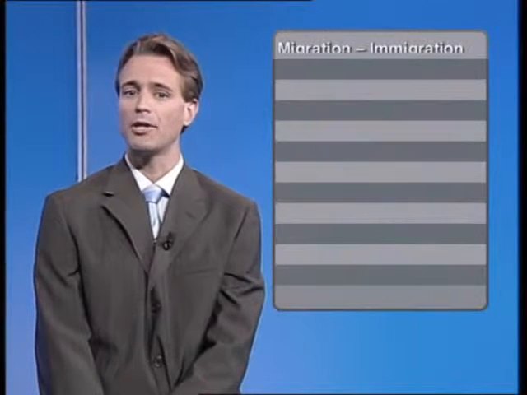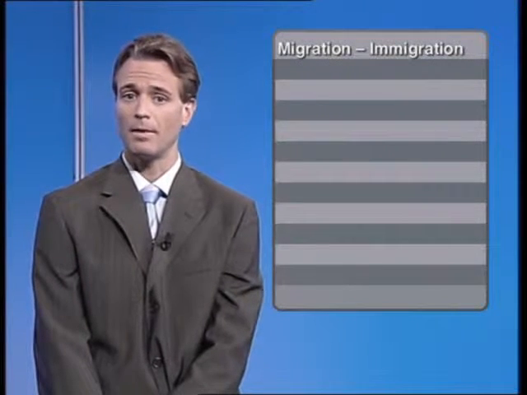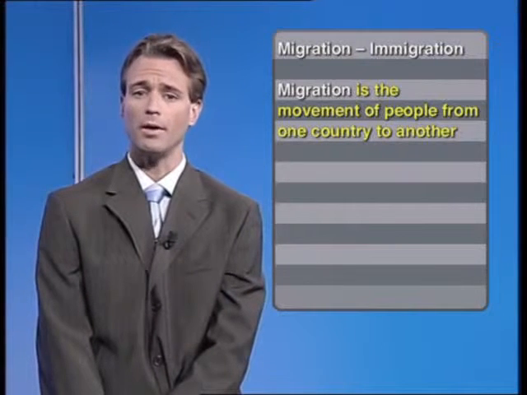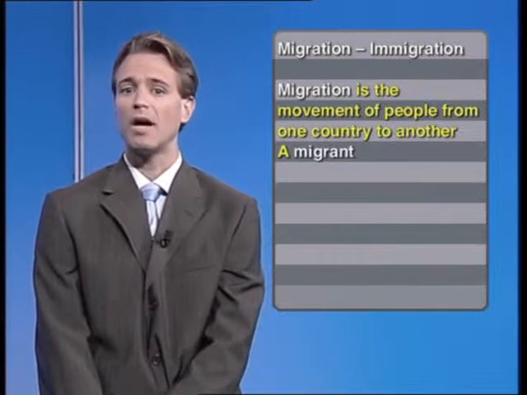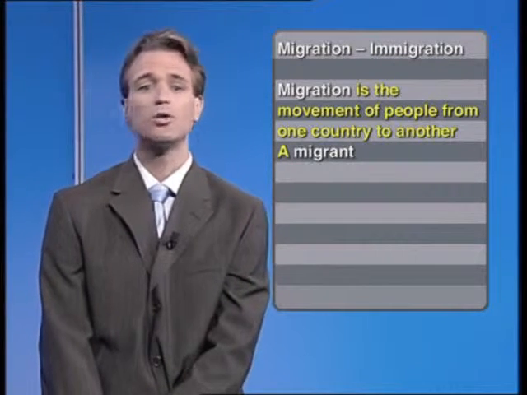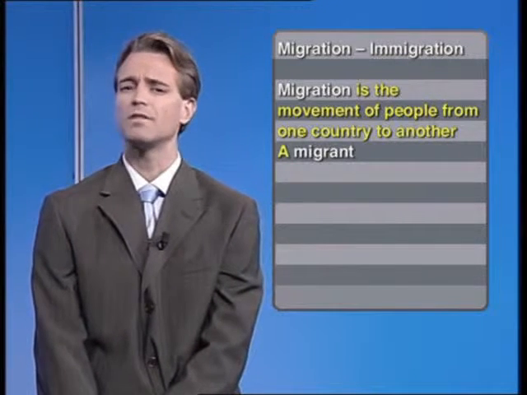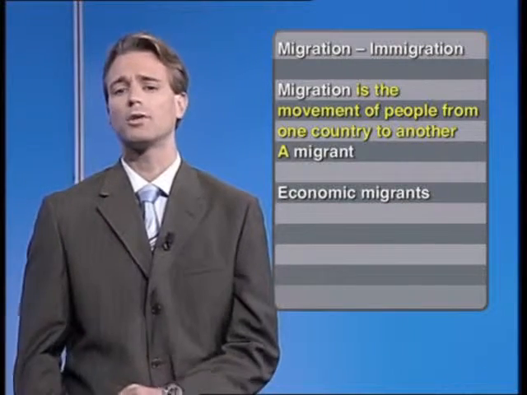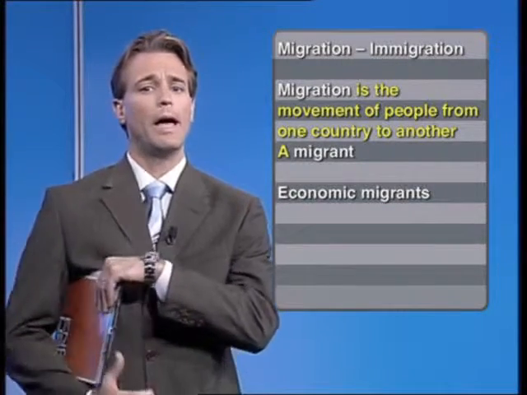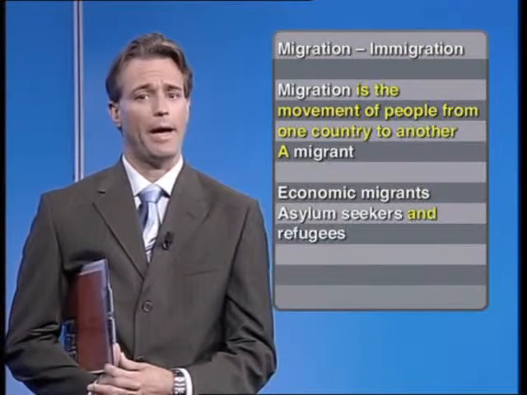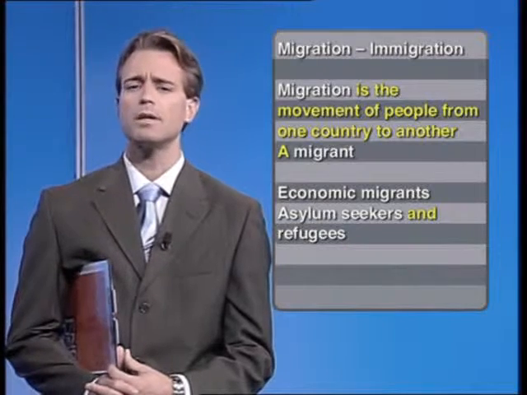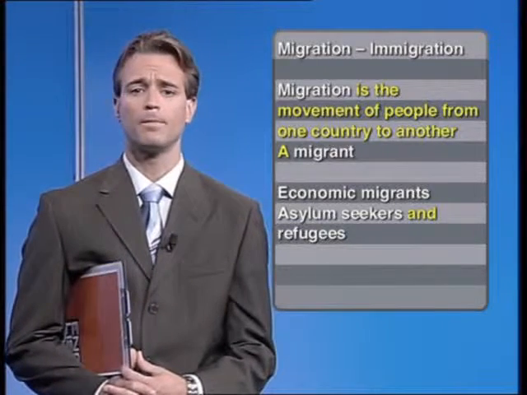First of all, let's look at the difference between migration and immigration. Migration is the movement of people from one country to another. A migrant is a traveler who moves from one country to another. There are two kinds of migrants: economic migrants, who come from poor countries and look for work in Europe, and asylum seekers and refugees, people who must leave their home country because their lives are in danger there.